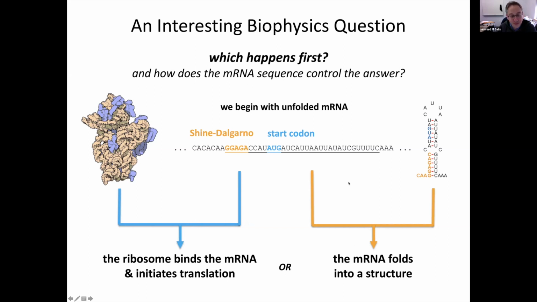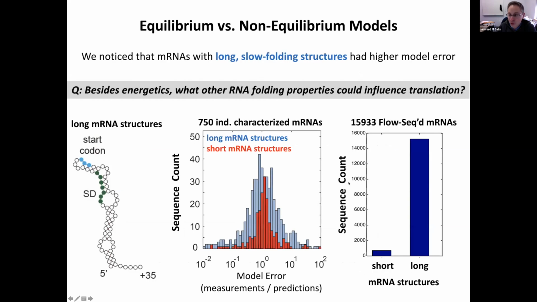Okay. And so this question really arose when we started to study the errors in our model predictions. And we noticed that messenger RNA sequences with very long structures had a lot more model error from the RBS calculator predictions. Okay. And that really implied that, of course, there was something special about those long messenger RNA structures, perhaps because they took a lot more time to fold.